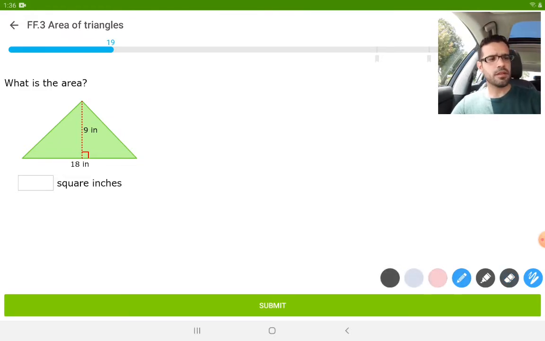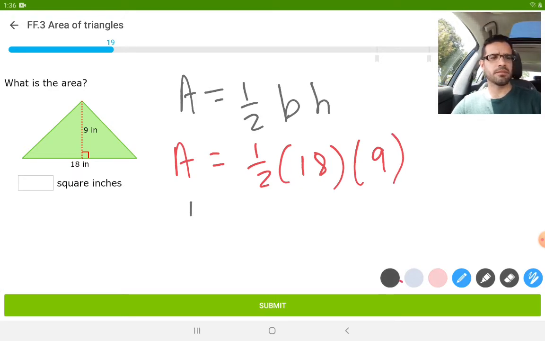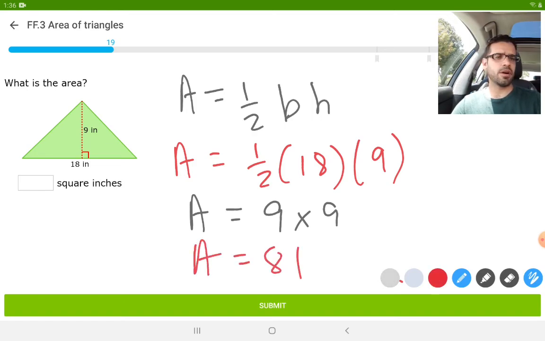So like I said, write down your formula. Area equals 1/2 times base times height. Plug in what you know. Area equals 1/2 times 18 times 9. Okay, so solve it little by little. Area equals 1/2 times 18 is 9, and 9 times 9 is what we're left with. And then we see that our area is 81 inches squared.